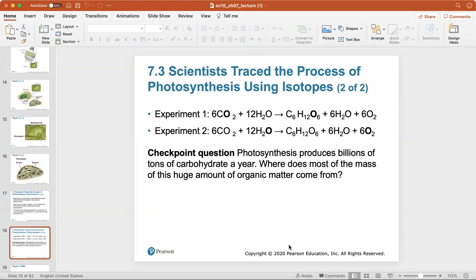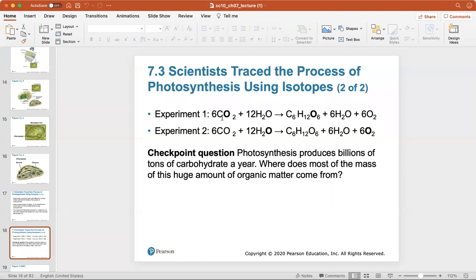So here's the experiment that scientists used to trace the process of photosynthesis. So they traced the oxygen. And here's experiment 1 and experiment 2. And when they traced it in the water molecules, they were able to find that oxygen came through as the oxygen gas, whereas the carbon dioxide oxygen remained in the sugar molecule. So I hope that makes sense here.